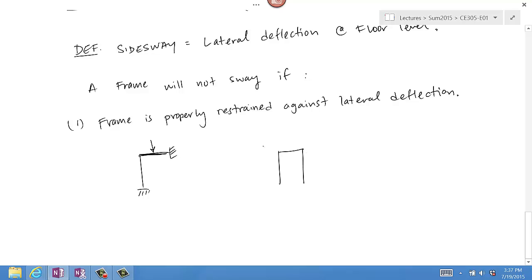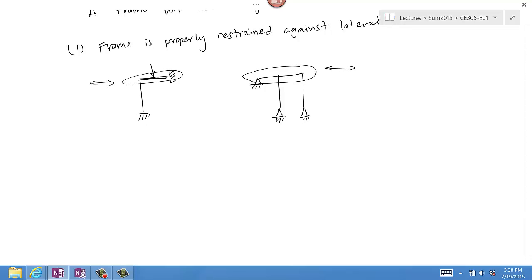Here's another example. If you put a pin like that at that level, then this entire level is unable to move laterally. Similarly, this case was unable to translate laterally. Okay? So if the floor level is restrained physically by a boundary condition that prevents lateral translation, then it becomes a non-sway frame.